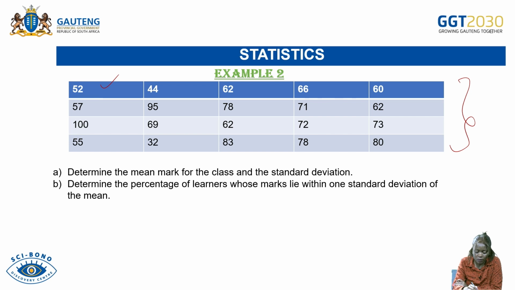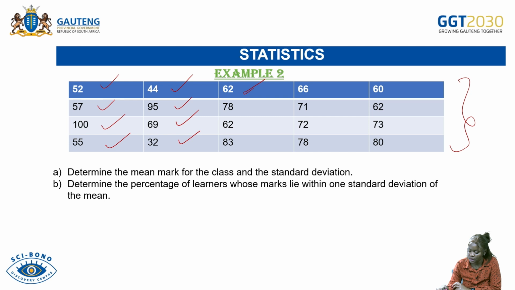You enter 57, then you press equal sign, you enter 100, and then equal sign, you enter 55, and then equal sign, and then you go to 44, then equal sign, and then you go to 95, then equal sign, and then you go to 69, and then equal sign, you go to 32, and then equal sign. Just enter each and every value until 18.